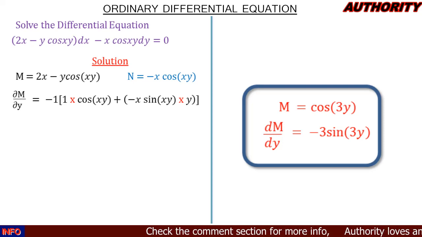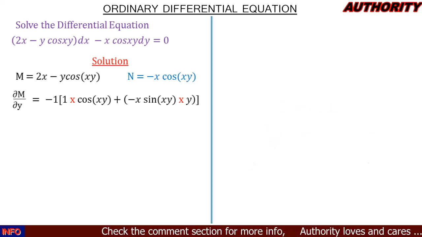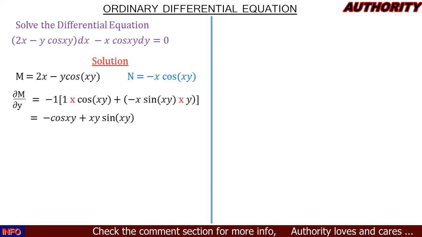Then you remember we are applying the product rule. So when we differentiate this cos xy, we multiply it by y. We say minus x sine xy multiplied by y. Now inside the bracket, 1 times cos xy gives us cos xy, then multiplied by minus 1 outside, it's going to give us minus cos xy.